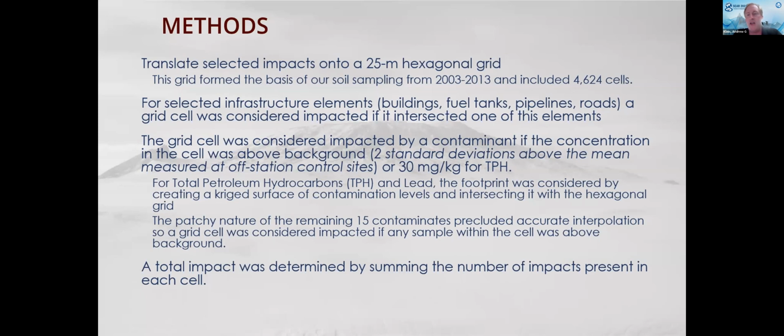a background or not. For a lot of the other contaminants, it's so patchy, even with, in our case, over 2,300 samples, you really can't interpolate a surface very well. So we're identifying a cell as being contaminated if one of the samples within it is above background. And of course, there are areas which we didn't sample, so even with our extensive sampling we're limited in what we actually know. And then I'll show you a summary map in a second.